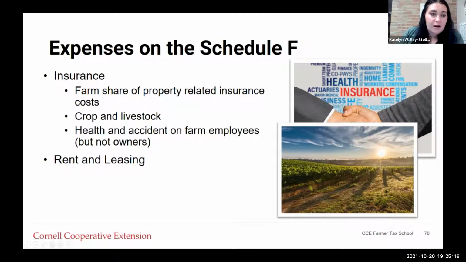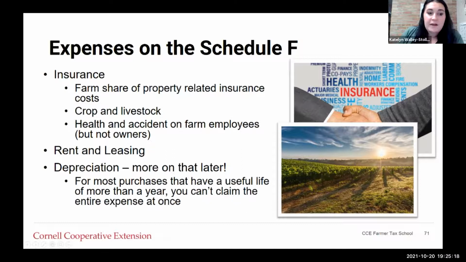Rent and leasing is an expense that you can claim on your Schedule F. This could be for equipment or for land. And of course, depreciation. So Dayton will be covering this later on. This is for most purchases that have a useful life of more than a year. So it's not a product that you're going to purchase and use right away. What we can't do is, for the most part, claim the entire expense at once.